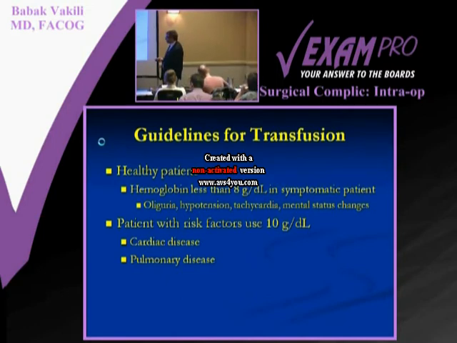That's okay. In patients with risk factors, if they give you a patient who has active heart or pulmonary disease, they require a high level of oxygen carrying capacity. These people you transfuse at a higher level. They may not be symptomatic, but when they become symptomatic, they get sick. So you don't want them to get symptomatic. Okay?